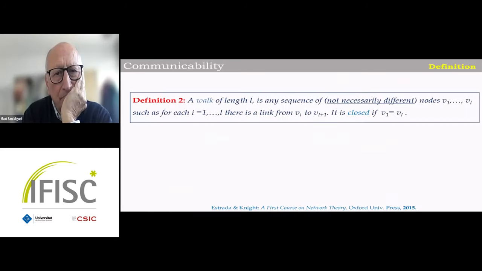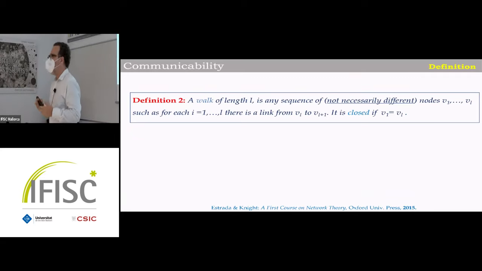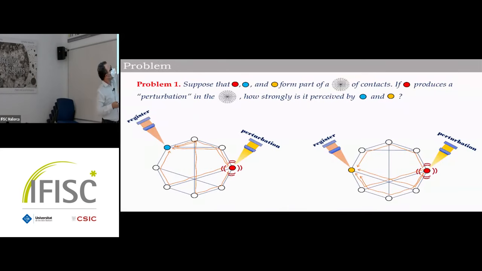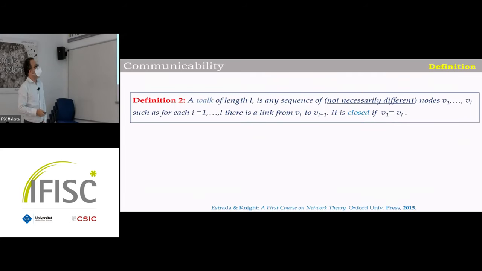So the idea here is to use the concept of walks in network theory. A walk is just a sequence of not necessarily different nodes and edges in the graph, such that each one is consecutive to the other, and you are allowed to do backtracking. As you can see here, this perturbation can go here, go back and forth, and then go to the final destination. A walk is closed simply if the starting and ending nodes are exactly the same.